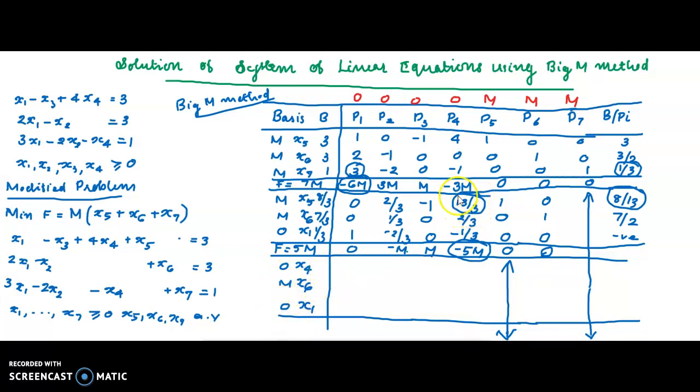Then in order to make this 13 by 3 into 1, multiply with 3 by 13. Then the b value will be 8 by 13. Next 0. 2 by 3 into 3 by 13, 2 by 13. This is minus 3 by 13. This is 1. Then here a 0 in the column of P6. Here P5 and P7 are absent. Then we have to make this value 2 by 3 zero. Multiply the elements of the new R1 by 2 by 3 and subtract from the second row.